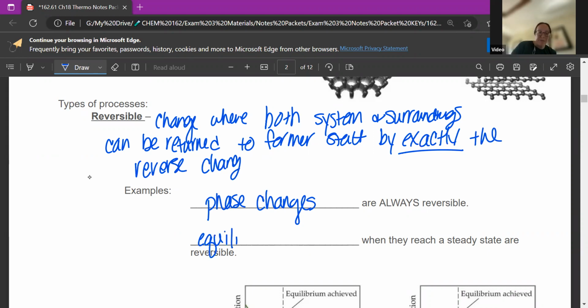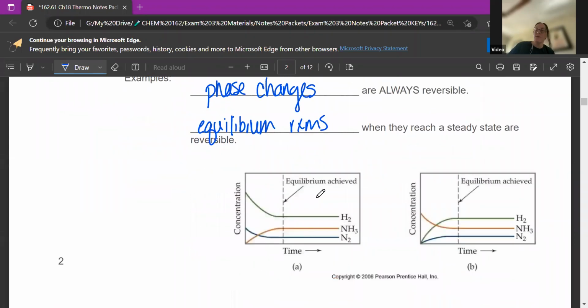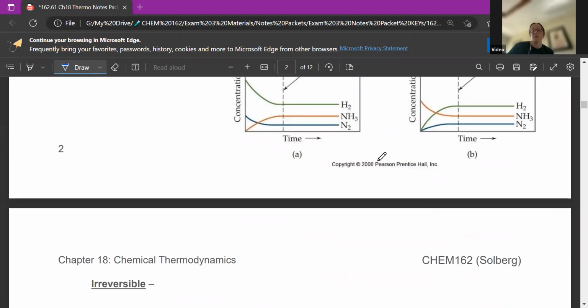Equilibrium reactions, where they reach a steady state, are always reversible. When you're talking about equilibrium reactions, and I added stuff in, it reached equilibrium. I can stress it, it'll get back to equilibrium. If I add stuff or take it out, I can get it to go back. All right, so these are our reversible processes, whereas we also have processes that we would consider irreversible.